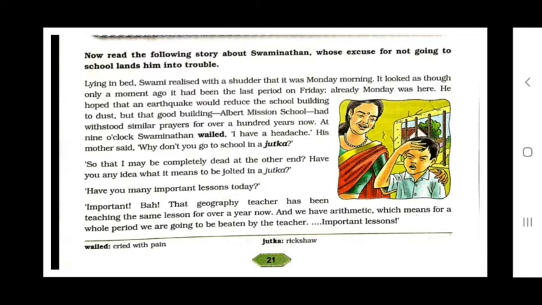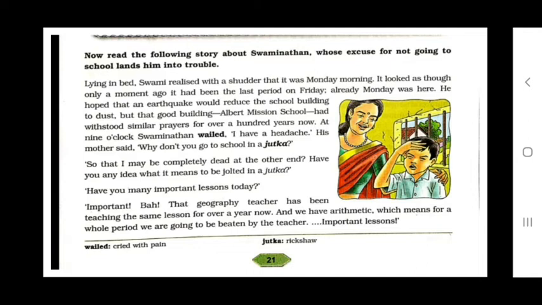He felt that the school building, can you tell the name of his school? It's given in the first paragraph, begins with the A. Yes, it is Albert Mission School. And what he hoped, that the earthquake will reduce the school building to dust. And he prayed to God, oh God, that there should be some earthquake and the school building will be turned into dust, and that he won't go to school now. There won't be any school, so he will not go. He will enjoy. But what happened?